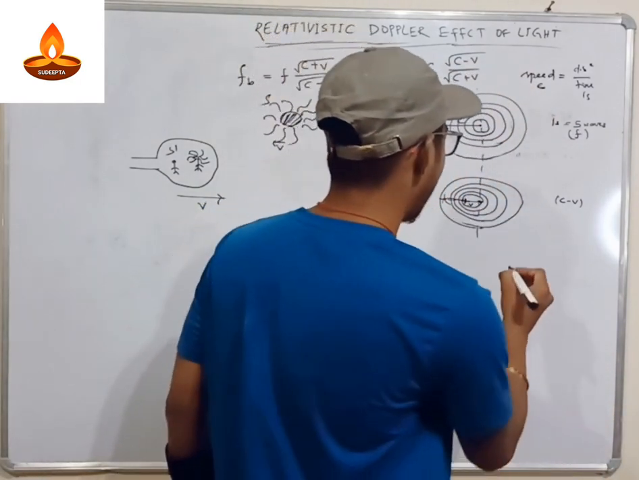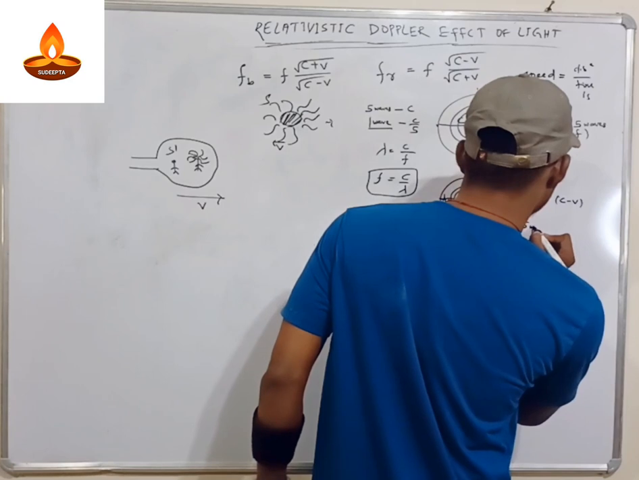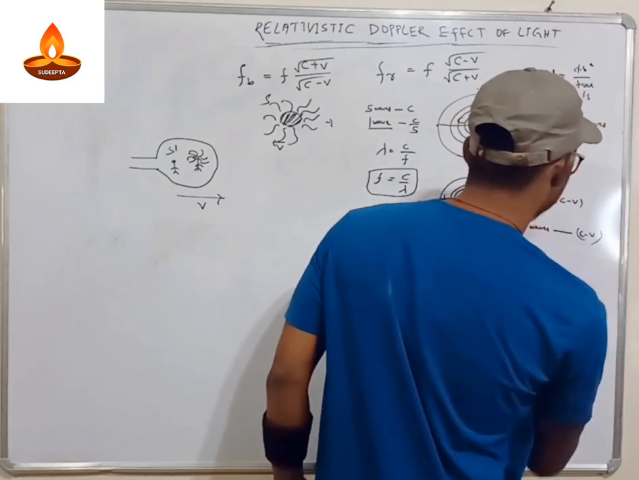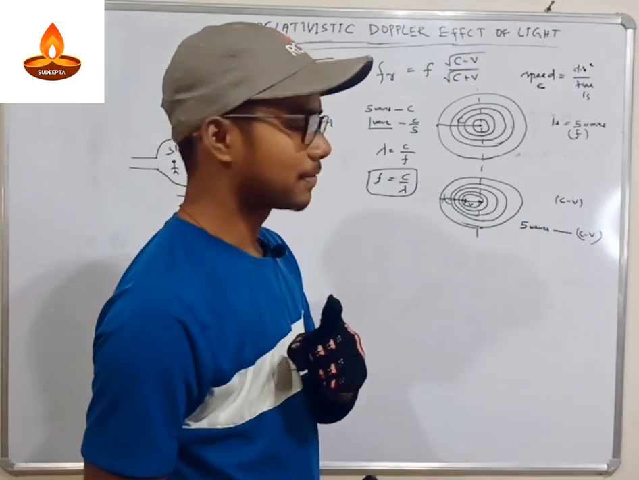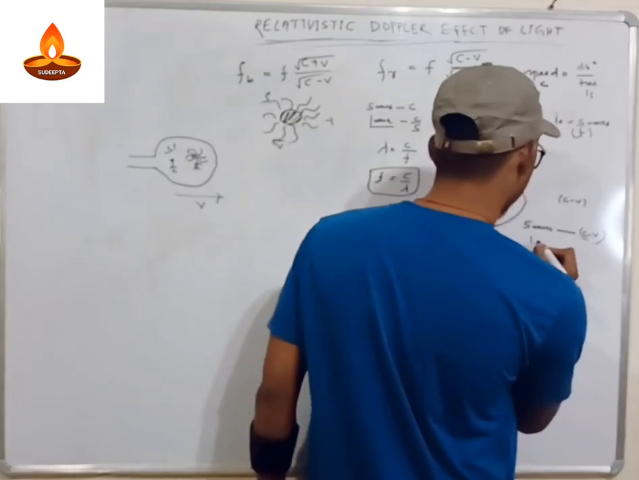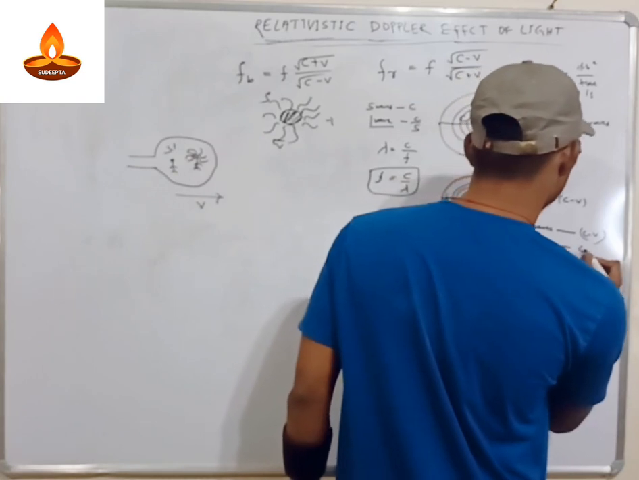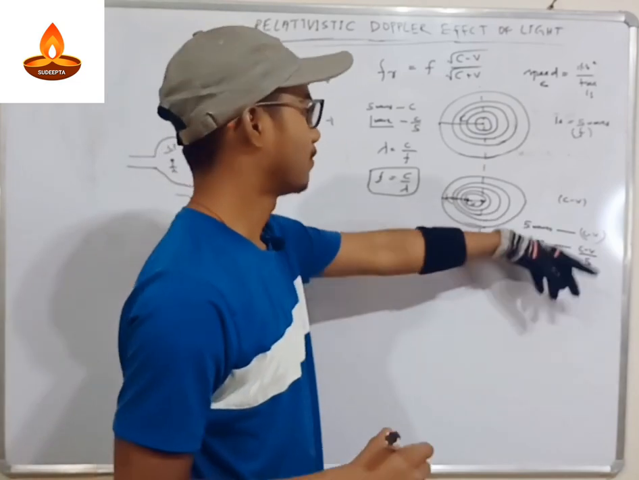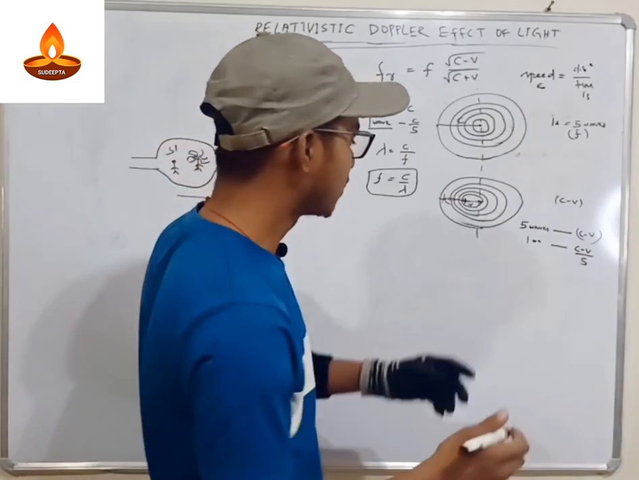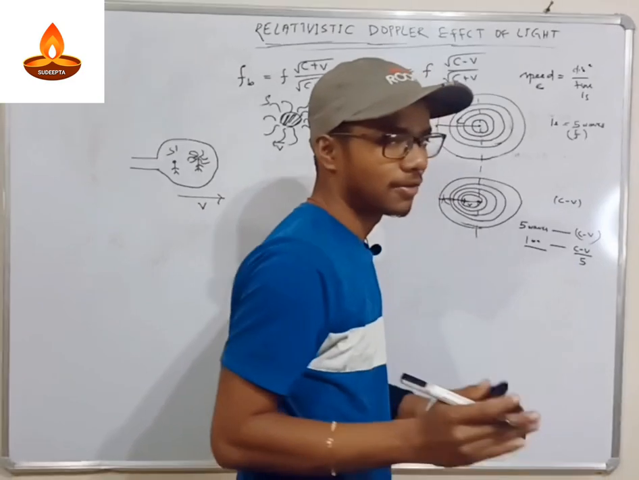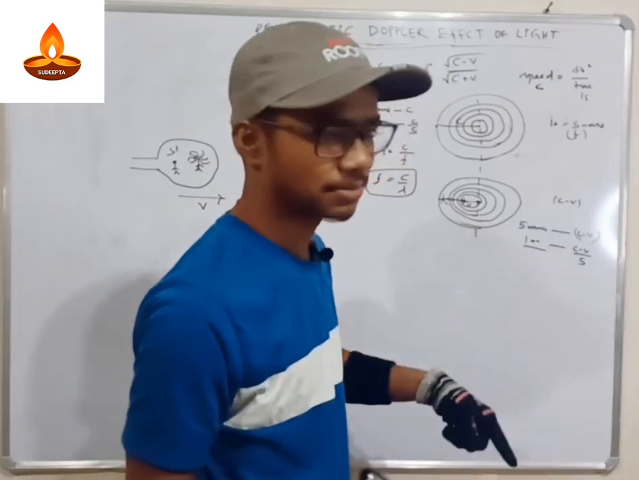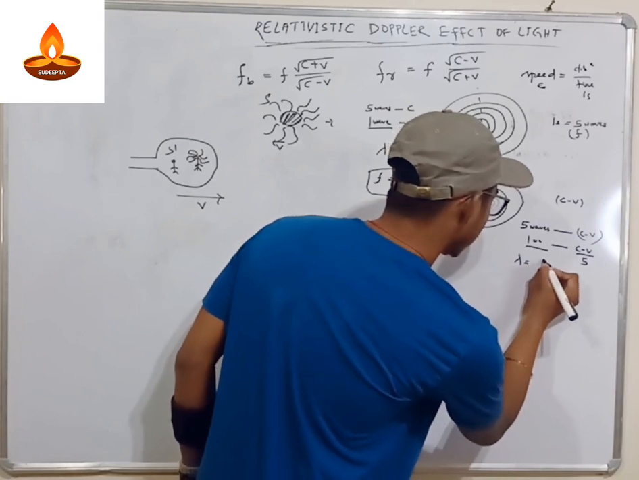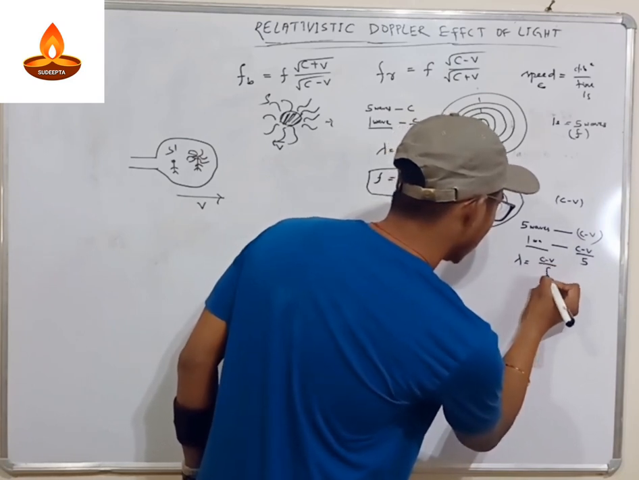So we can say the five waves take c minus v meter. Then what will one wave take? One wave takes c minus v upon 5. And what is the 5? 5 is the frequency. So one wave's distance, that is one wavelength, here lambda is equal to c minus v upon f.